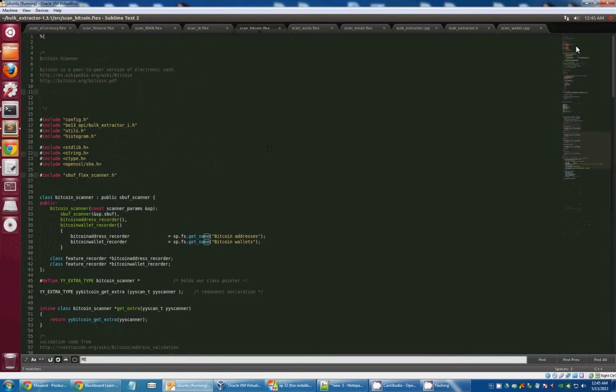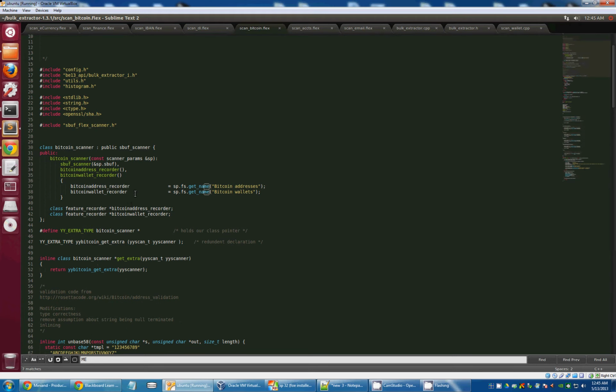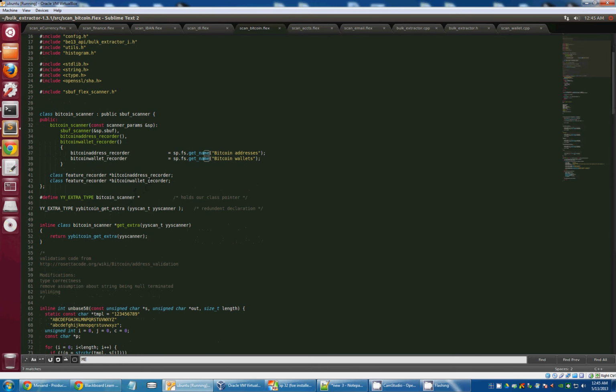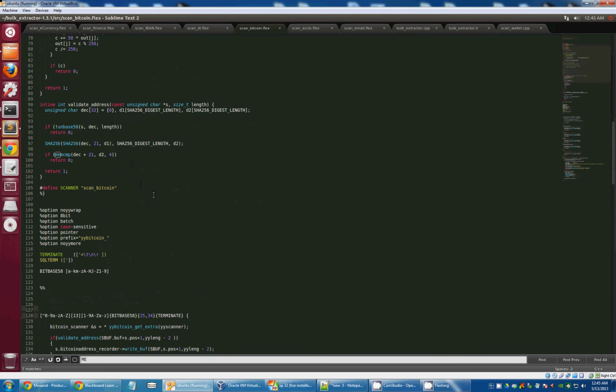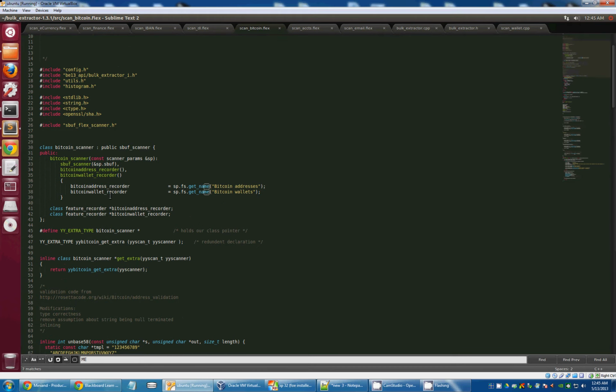And then the final one was the Bitcoin extractor. A previous student had written this one as well, but this one's essentially a complete rewrite. The previous student did have a means for scanning for the actual addresses and for the wallets.